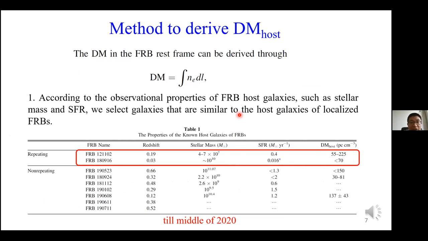Below, we introduce the method to derive DM-host. First, according to the observational properties of the host galaxies of FRBs, such as stellar mass and star formation rate, we select galaxies that are similar to the host galaxies of localized FRBs. For the two repeating FRBs, the stellar mass of the host galaxy is dramatically different, so we consider them separately. For the non-repeating FRBs, we treat them as a whole.